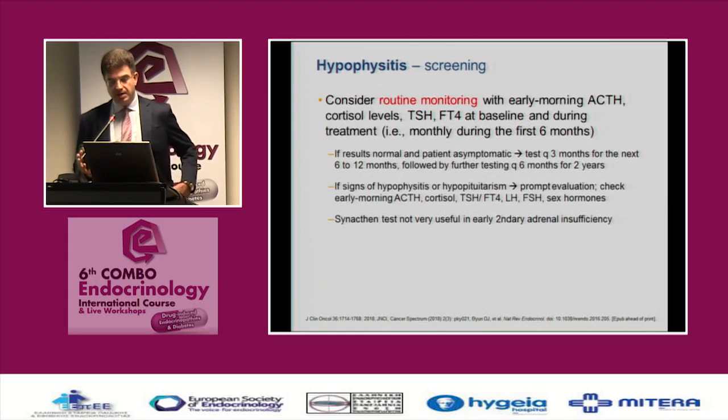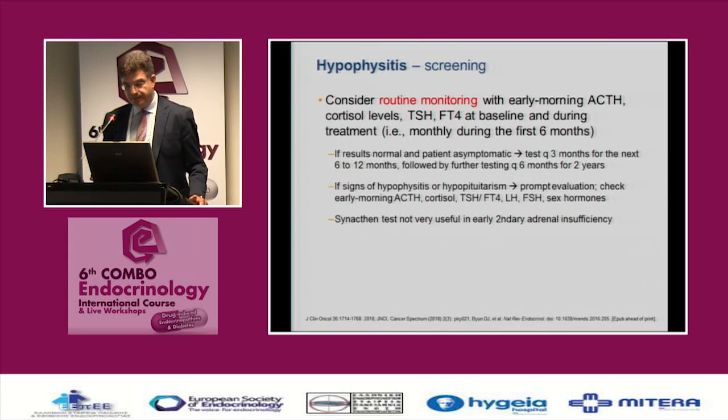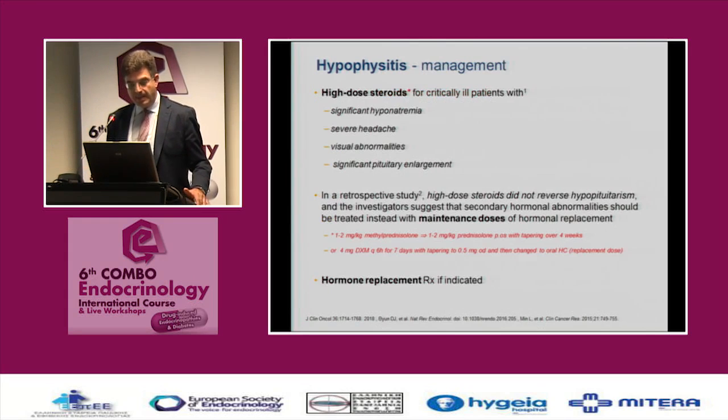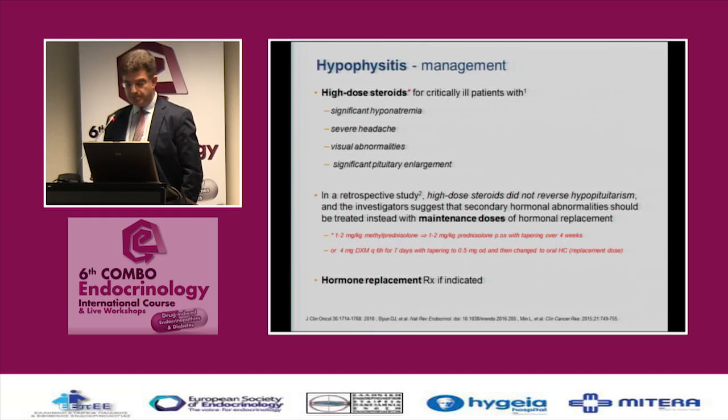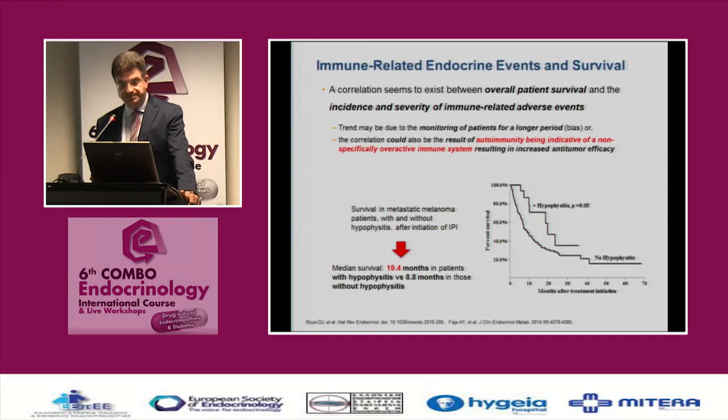So routine screening is necessary for hypophysitis as well. I'm not going to go into details. And the management may involve the use of steroids. High-dose steroids are advised for patients who are really critically ill, such as those with significant hyponatremia, severe headaches, visual abnormalities, or significant pituitary enlargement. However, there are reports that if one uses smaller doses, that is, even replacement doses, that might be adequate. And of course, if pituitary insufficiency develops, we may use hormone replacement therapy.